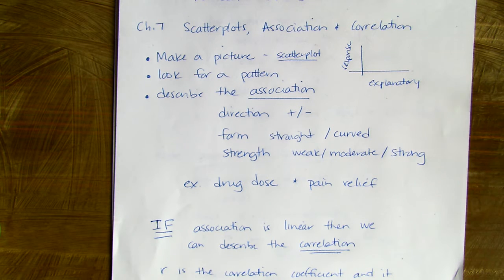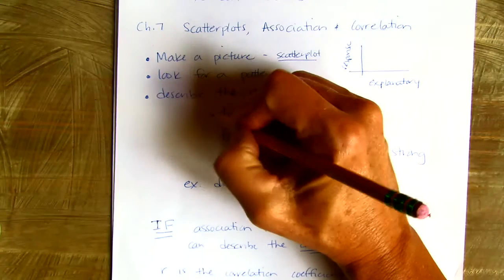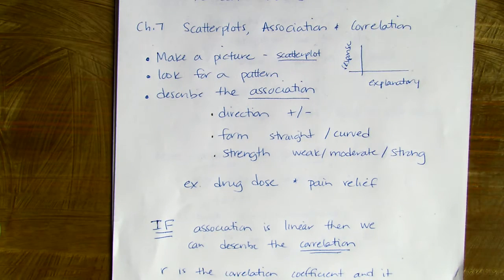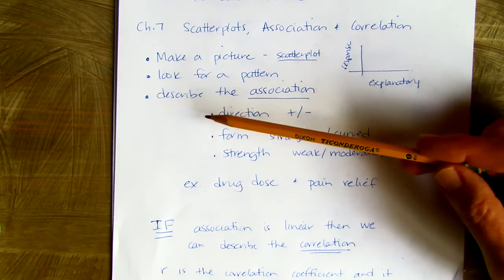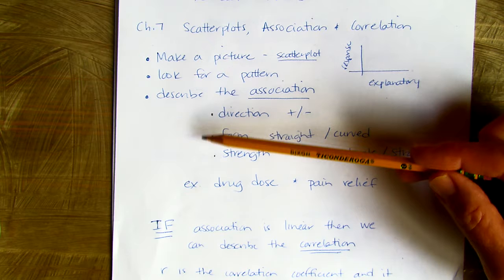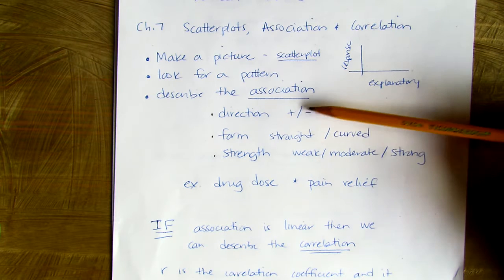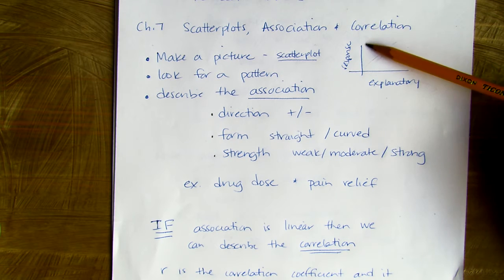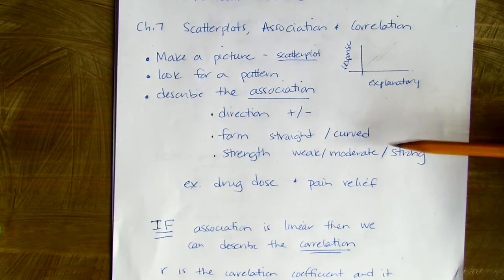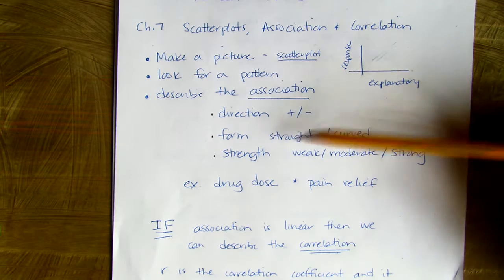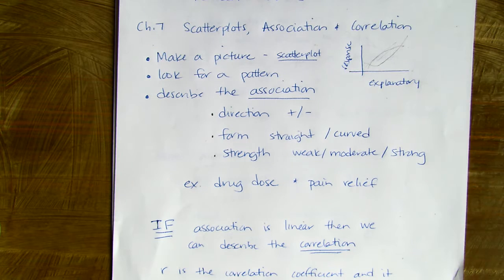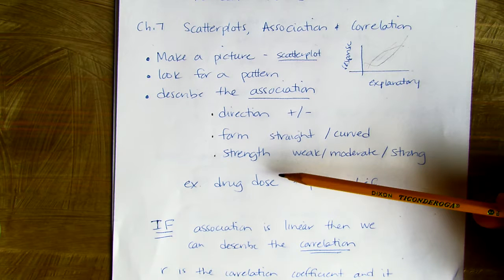And just like we had shape, center, spread when we were talking about one variable statistics, when we're looking at the relationship between two variables, our mantra is not shape, center, spread, but direction, form, and strength. And if we're talking about direction, we want to know, do we have a positive relationship? Do we have a negative relationship? So is it positive or negative? And is it straight or is it curved? And how strong is that?